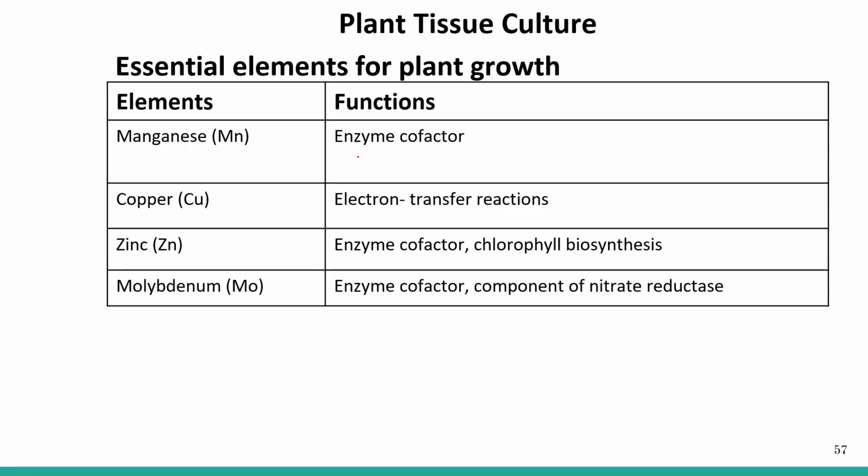Manganese: so these are some of the elements that are required in a lesser amount, that is, micronutrients. Manganese is an enzyme cofactor. Copper is for electron transfer reactions. Zinc is an enzyme cofactor and is required for chlorophyll biosynthesis. And also molybdenum, an enzyme cofactor and a component of the nitrate reductase enzyme.